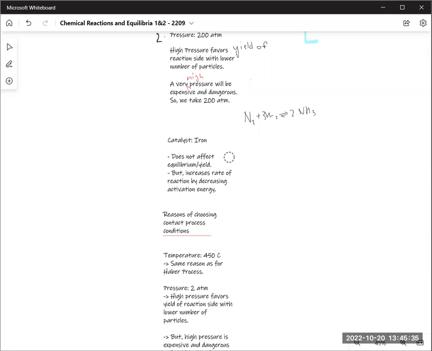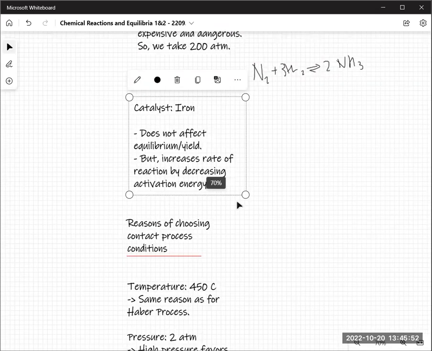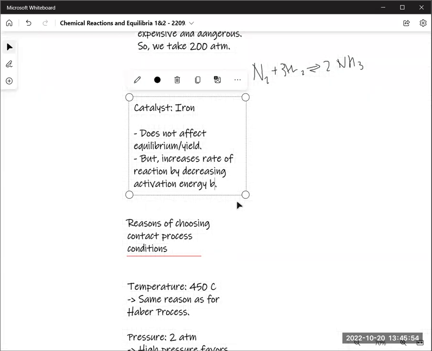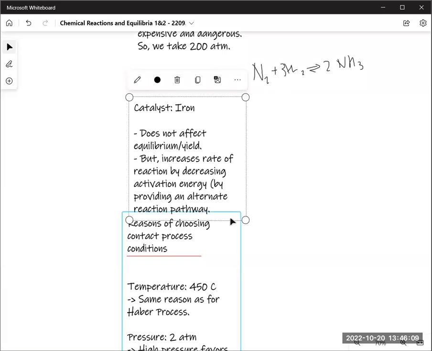Now finish writing this as well, catalyst, iron. How does it decrease activation energy? All right, I'll show you. Activation energy, let's say, by providing an alternate pathway. You should write it, but you don't have to memorize it. And if you do, it's better for you.